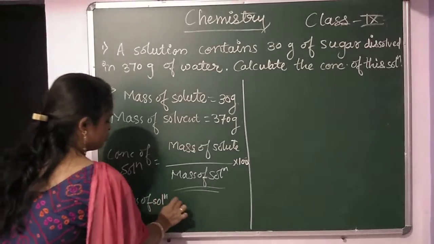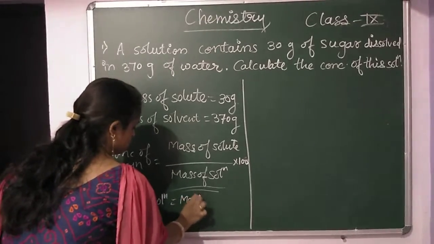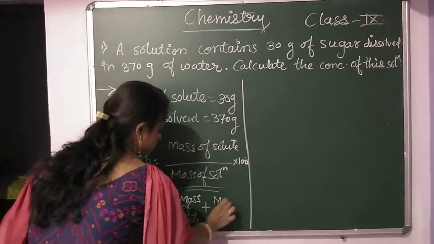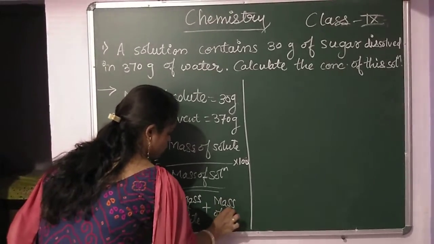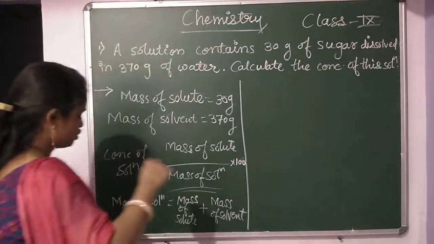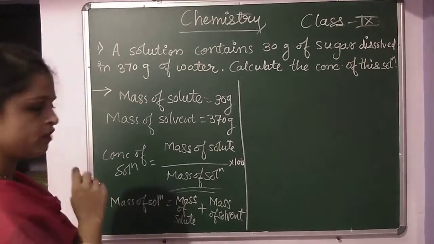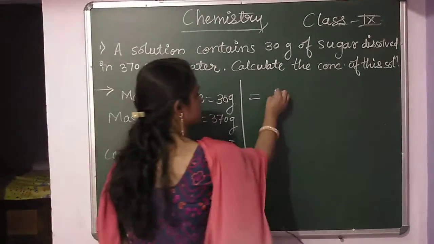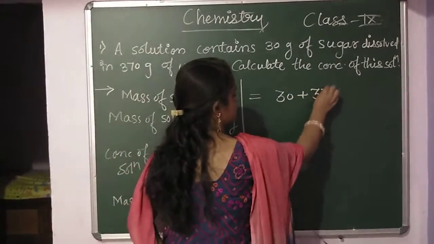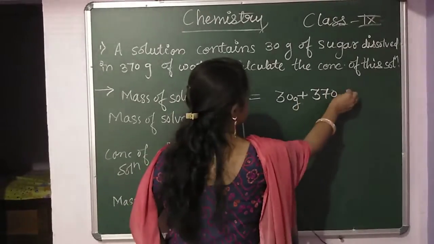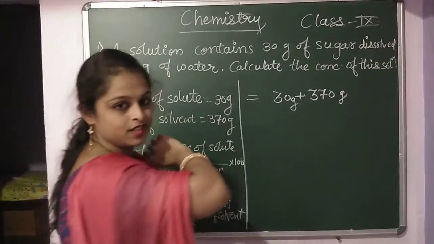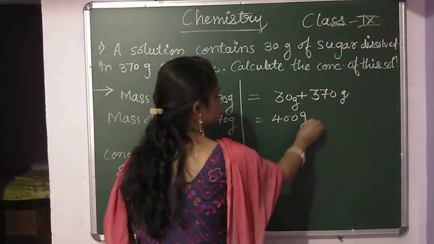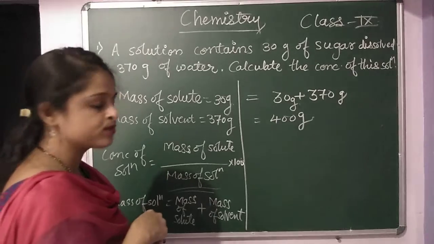Mass of solution is equal to mass of solute plus mass of solvent. Is it okay? So first we are going to find out the mass of the solution, then we will be able to find out the concentration of the solution. So what is the mass of the solute? It is given here, 30 plus 370, 30 grams, 370 grams, because sugar is in a solid state, so it is given in grams. It becomes 400 grams. So the mass of solution is 400 grams.